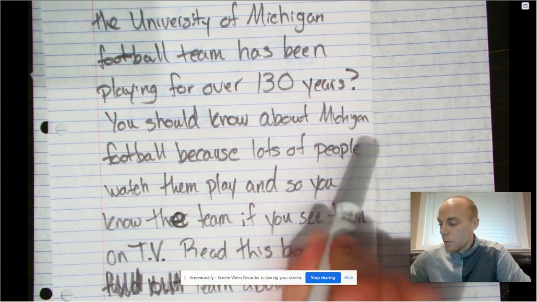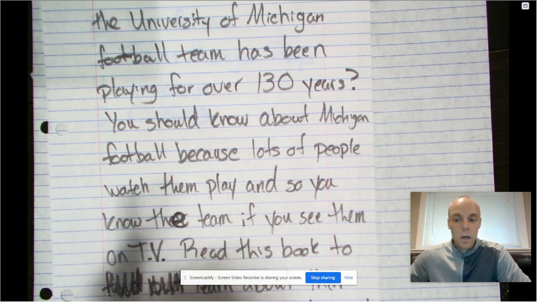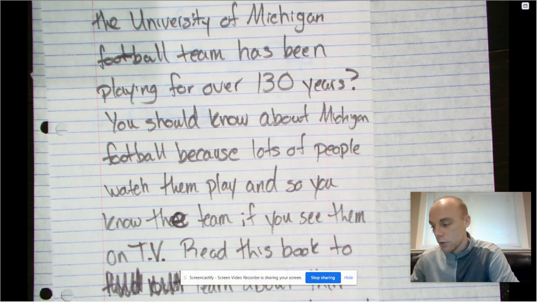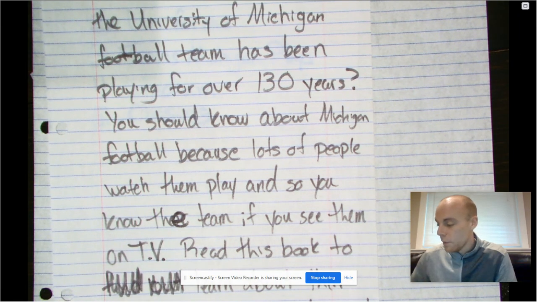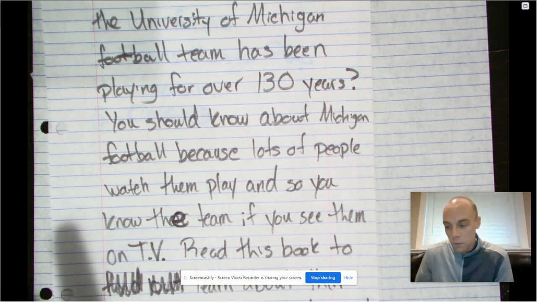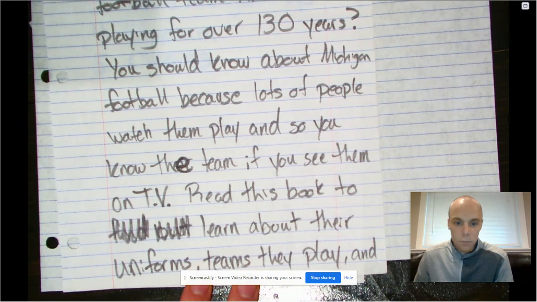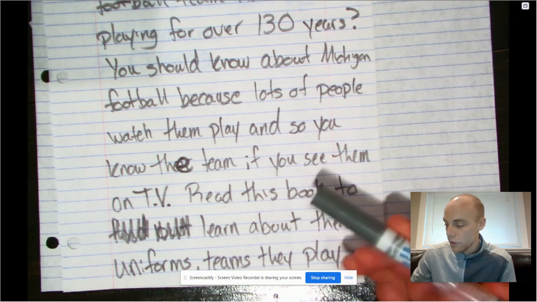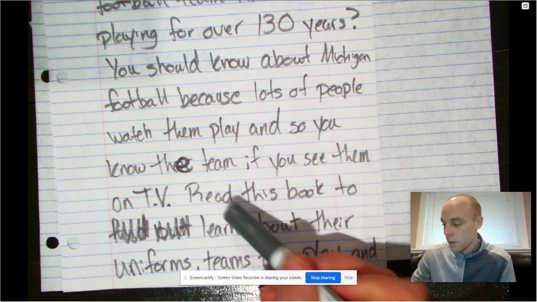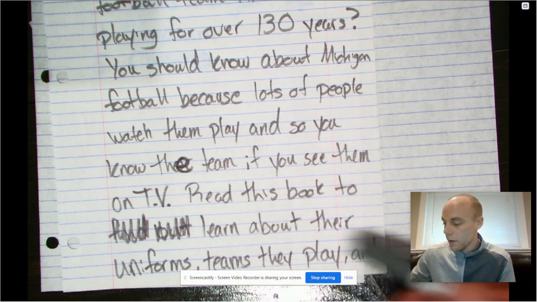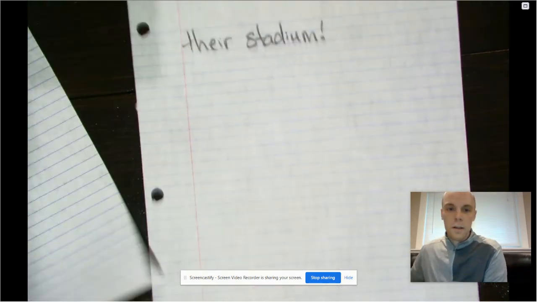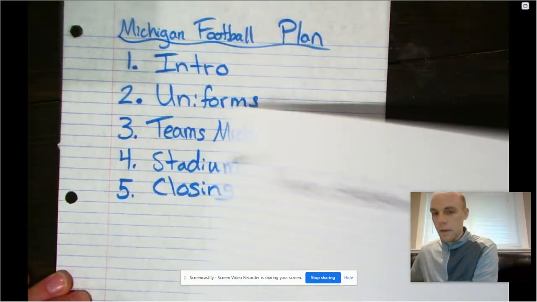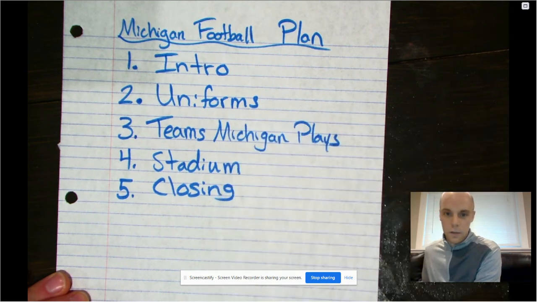You should know about Michigan football. Tell me why you need to know about your topic, why the audience needs to know about it. You should know about Michigan football because lots of people watch them play, and so you know the team. You see them on TV. That's maybe a reason why you need to know, which is good. And then the last one is you're going to introduce what you're going to talk about in your book. Read this book to learn about their uniforms, teams they play, and their stadium. Those are the 3 same things that are in my plan that I'm going to talk about.